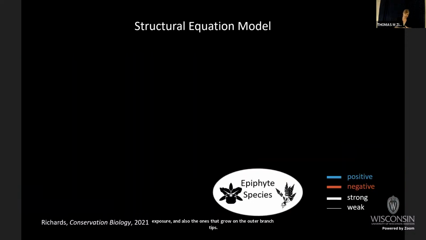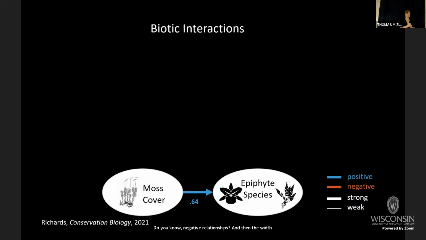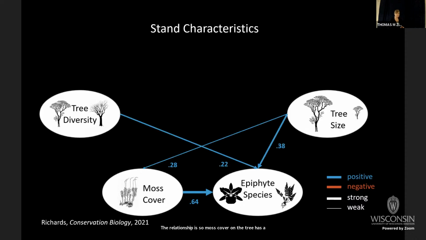So putting this all together, I used a model that allows me to look at the strength of relationships between a bunch of variables. And so you'll see blue arrows in this denote positive relationships, red arrows denote negative relationships, and then the width of the line is how strong that relationship is. So moss cover on the tree has a strong positive relationship on the number of epiphyte species that are present.